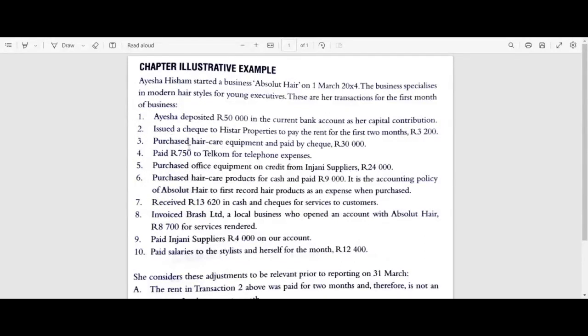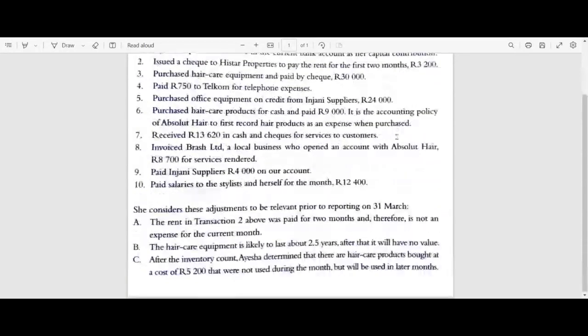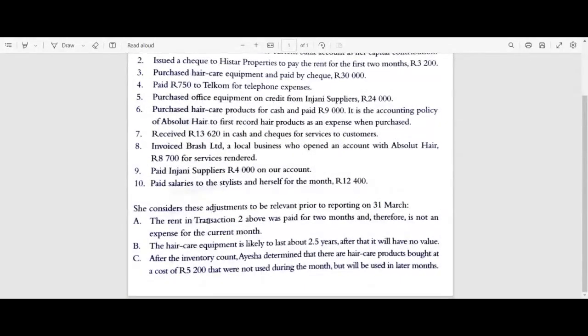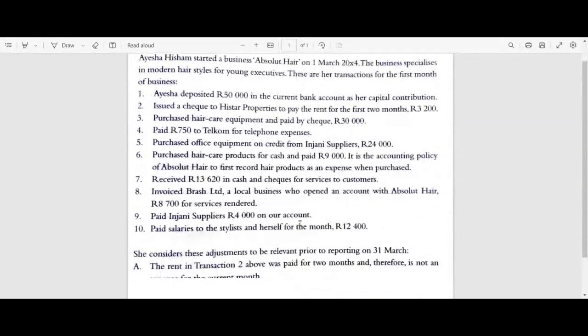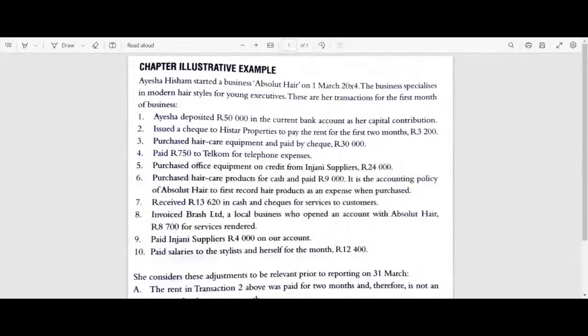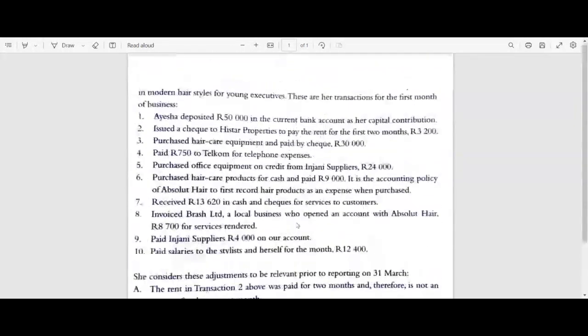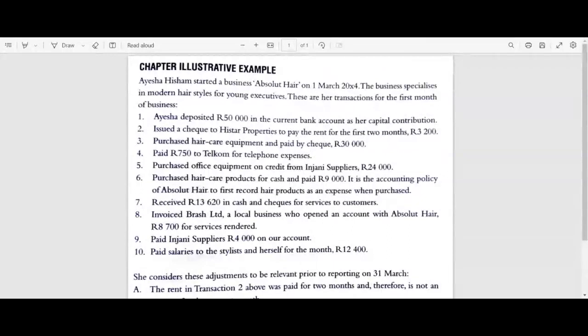Then our second one, they say issued a check to Hista Properties to pay for the rent for the first 2 months, 3,200. Now we'll see later on that they say here the rent in transaction number 2 above was paid for 2 months and therefore is not an expense for the current month. Well, it is partially an expense for the current month, but not the full amount. So there are actually two ways you can go about this. So let us just assume for the moment, we'll do both scenarios.